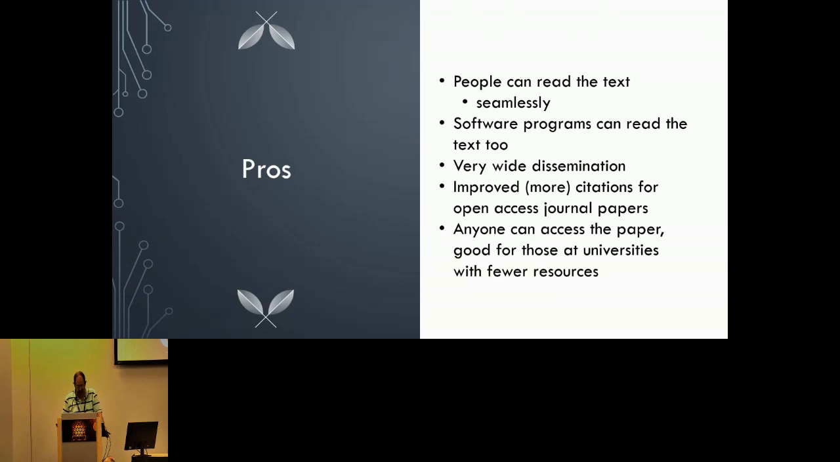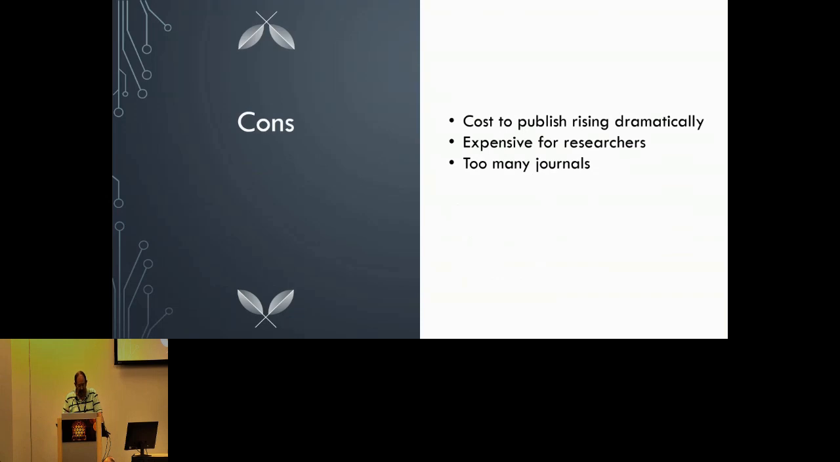In terms of the cons, there are very few, really. The cost of publishing has risen dramatically. For those who have tried to publish in Nature recently, it's tremendously expensive. I looked it up this morning. To publish an accepted paper in Nature, it's $12,000. In Nature Communications, it's $5,000, which is a lot more expensive than many of the other publishers like PLOS and OUP and other places.